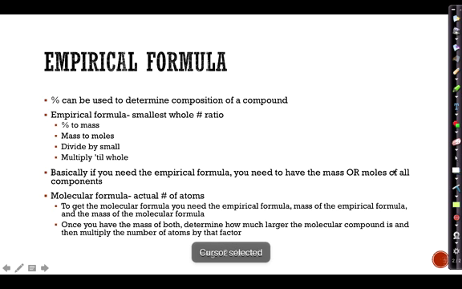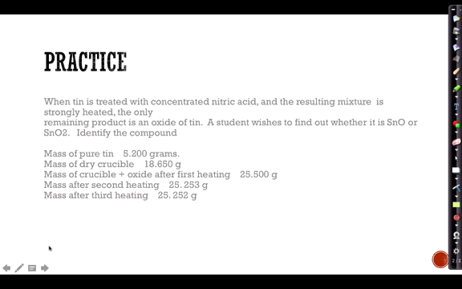So the molecular formula is the actual number of atoms. The empirical formula is the smallest whole number ratio. All right, so this is an example of what they might give you. And like I said, most of the time they're going to give you lab data.